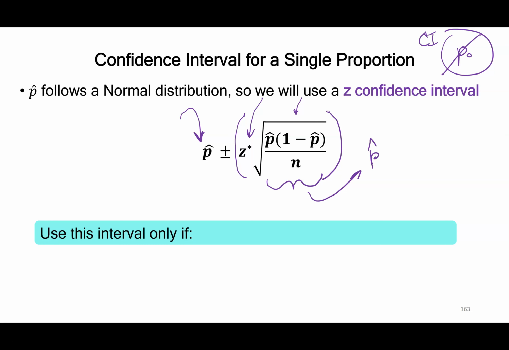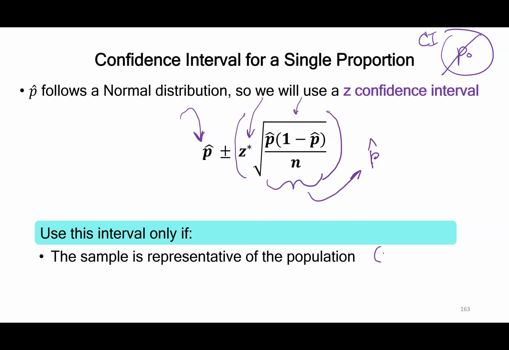So we do have conditions. We want to make sure that we have a representative sample. So we're looking at a random sample. This is pretty much always going to be true no matter what methods we're using. We're going to want a random or representative sample.